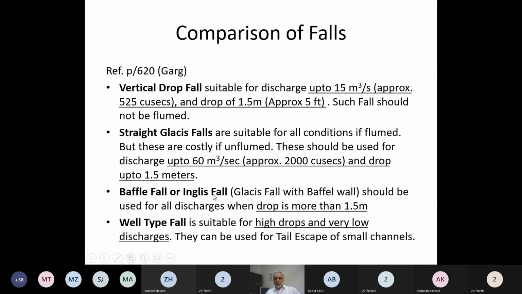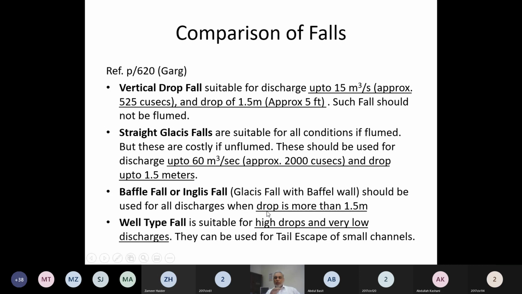The English fall is, I think, a straight glacis fall, but it has additional friction blocks on the downstream side, so that's why it is called a baffle fall. A baffle is something which obstructs the flow. So the English or baffle fall should be utilized whatever the discharge may be, when the drop is more than 1.5 meter. If the drop is higher, we should go to the English fall, or even the Montec fall can be utilized.